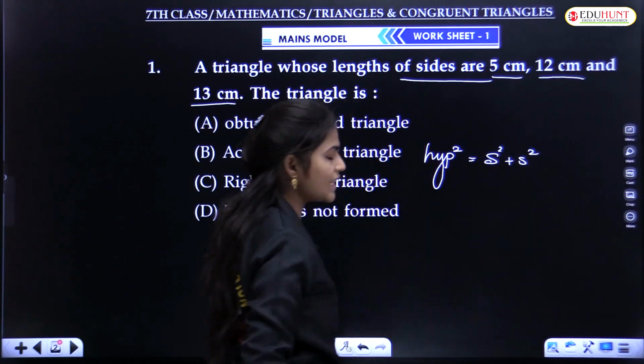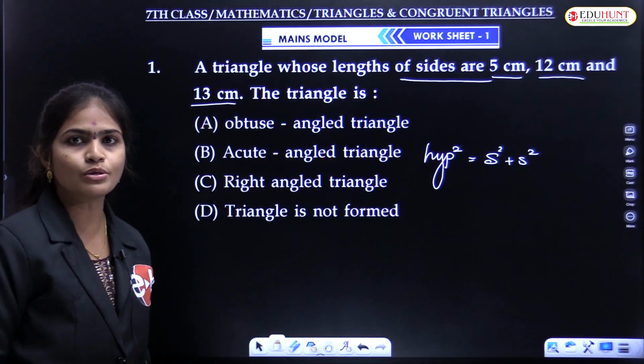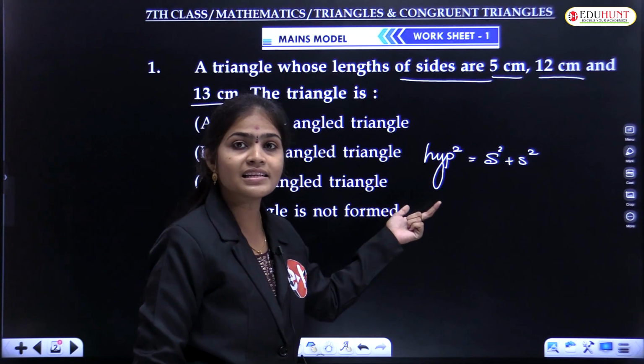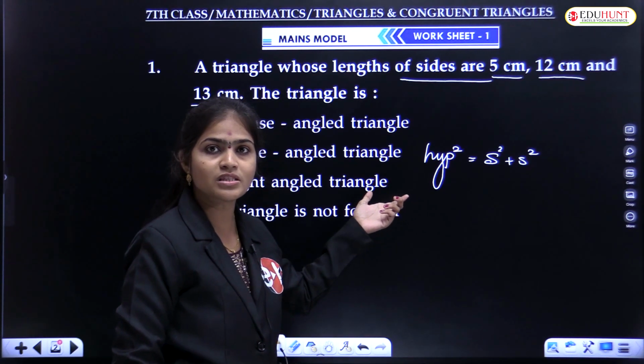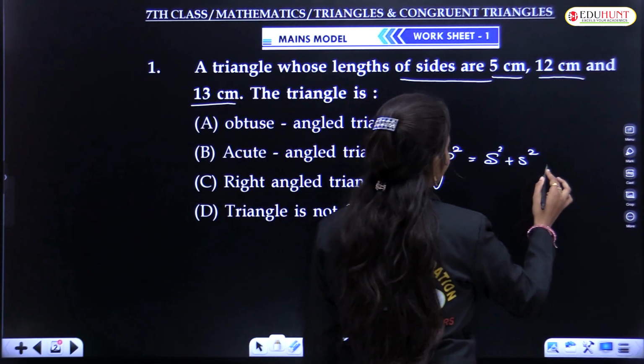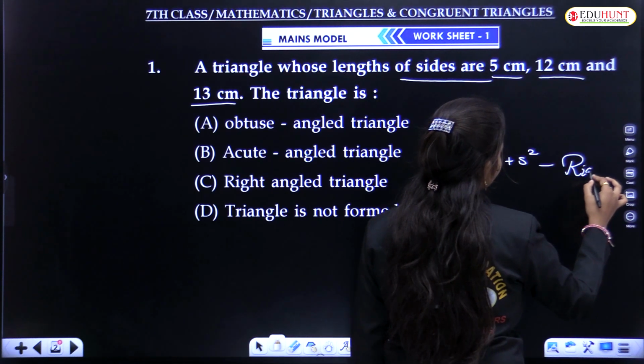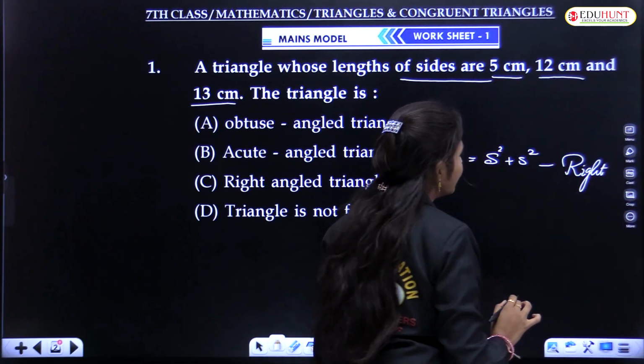Hypotenuse square is equal to side square plus side square. We know this condition, right? When is this possible? In which triangle is it possible? In a right angle triangle.